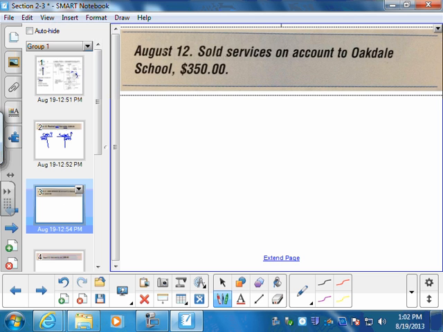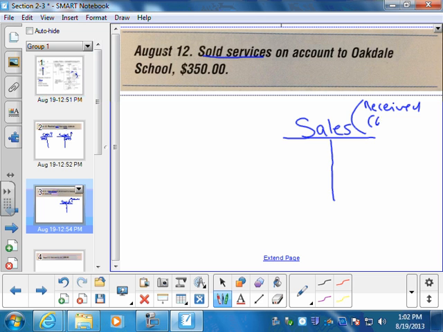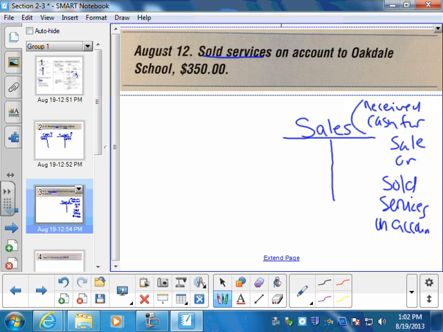The second one is sold services on account to Oakdale School. Now, if you see the catchphrase sold services, that is the same thing as dealing with the account called sales. So you'll either say sales consist of received cash for sales, I know you can't read my writing, or it'll say sold services on account. If you see either of those in the transaction, you're going to deal with the account called sales. And sales is revenue. Sales and revenue are the same thing.